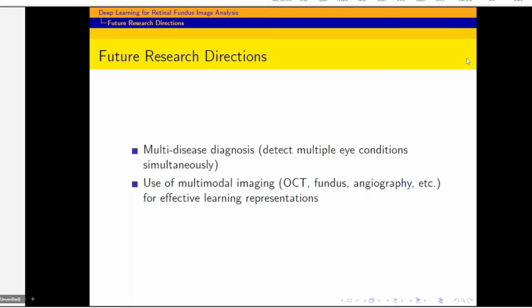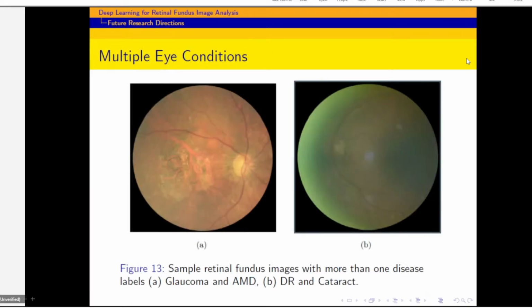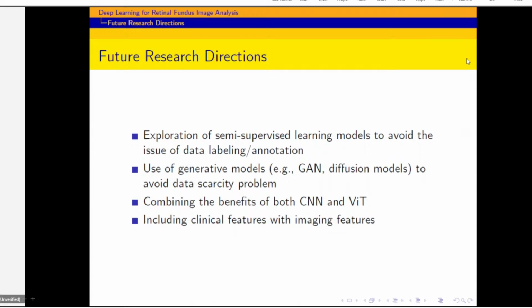When you perform joint learning, the model is learning the representations from the OCT and the fundus photography together. So this is also one of the areas which is coming up in this particular research domain, where you can work. And there are a couple of other future directions of research.